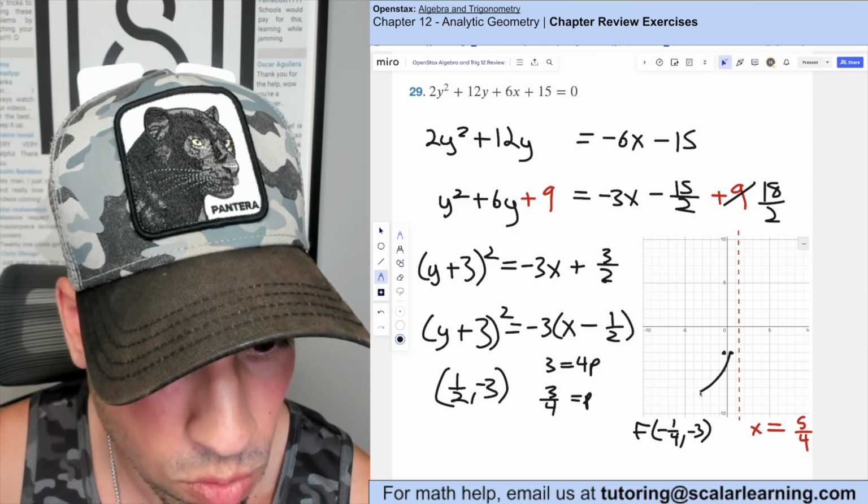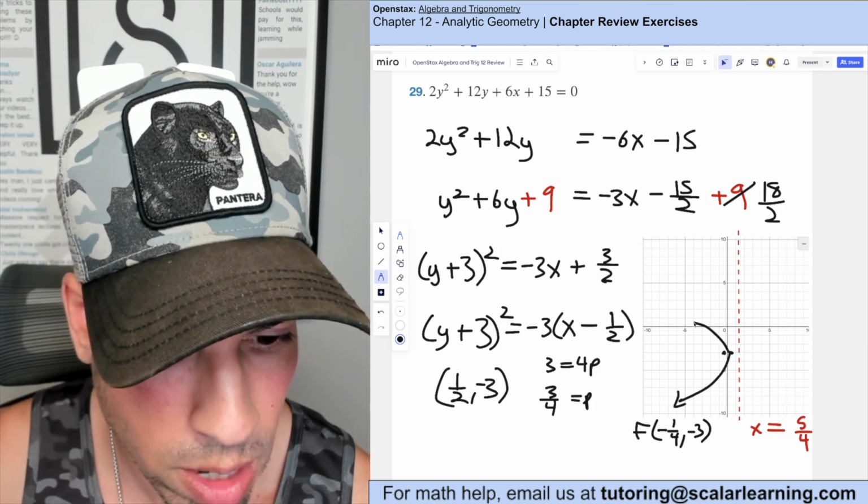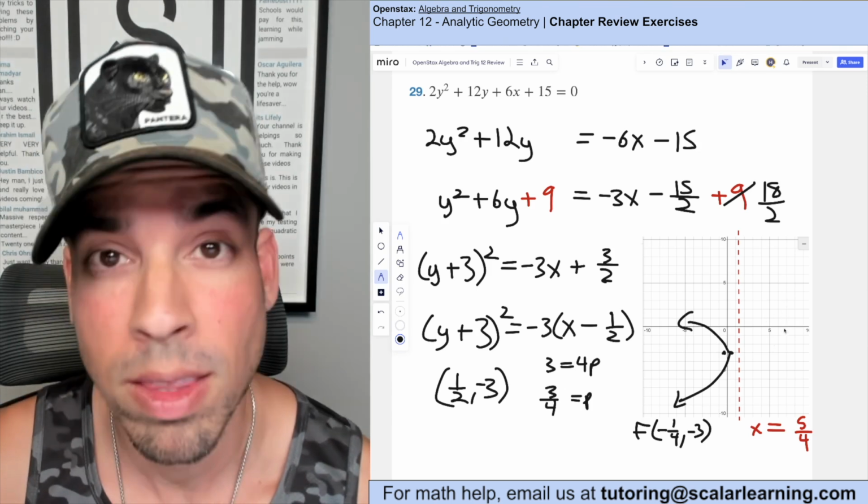And then we're going to bend around it like this, bend around it like that. That gives you the approximate graph. That's how you do it.